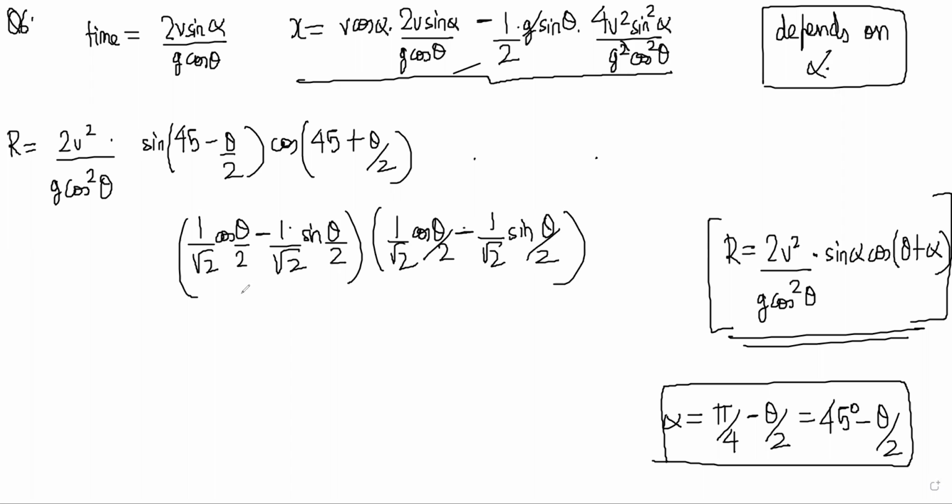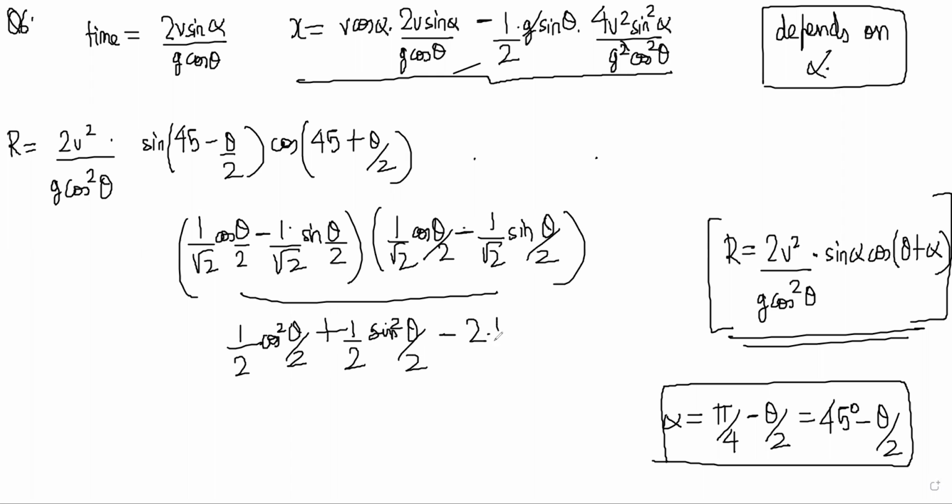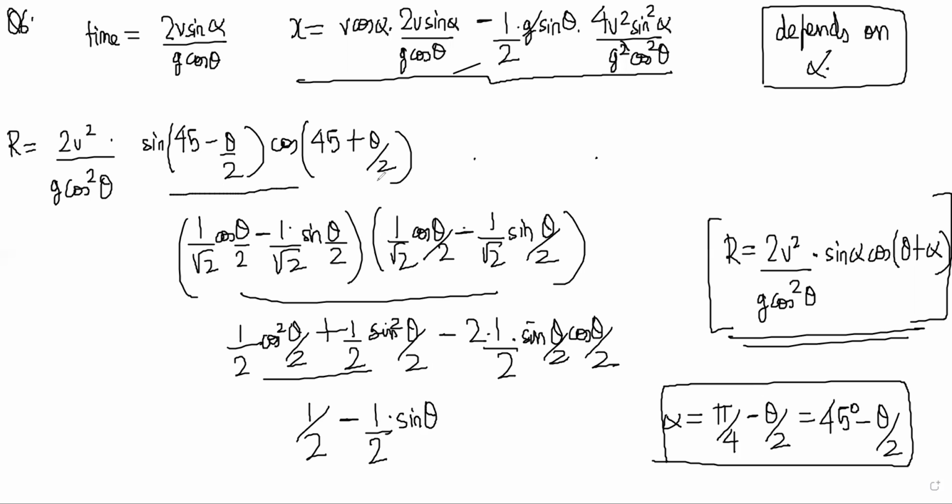Yeah, this is correct. So this is just a whole square of the same thing. So you get 1 by 2 cos square theta by 2 plus 1 by 2 sine square theta by 2 minus 2 into 1 by root 2 into 1 by root 2, so 2 into 1 by 2 sine theta by 2 cos theta by 2, right? So this is just half minus, you can write it as half into 2 sine theta by 2 cos theta by 2, which is simply sine theta. So you get finally, after simplifying, this part becoming half minus half sine theta.